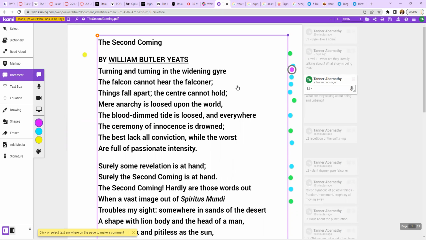So turning and turning, winding, gyre, falcon cannot hear the falconer. Things fall apart, the center cannot hold. So that's just telling me communication. Like, why did things fall apart? It's because people stopped talking to each other. The two things that should be talking, the falcon, the falconer, are breaking up a little bit. Communication breakdown. Breakdown can lead to collapse.